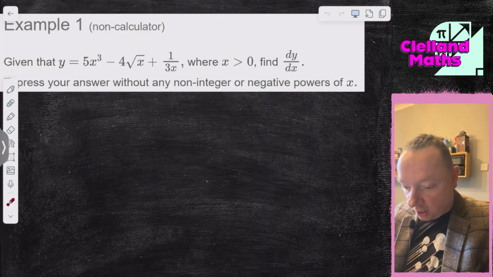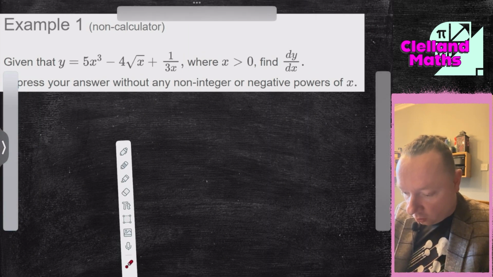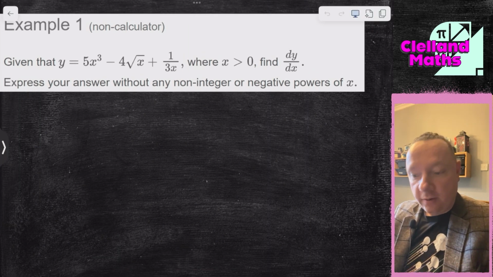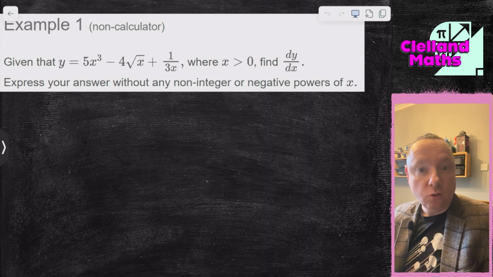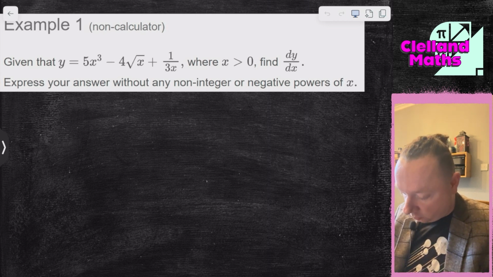And we're back, so let's just get started straight away with an example. Given that y equals 5x cubed minus 4 root x plus 1 over 3x, where x is greater than 0, we need to find dy/dx, and we're not allowed to express our answer with any non-integers, so non-whole numbers, or negative powers of x.